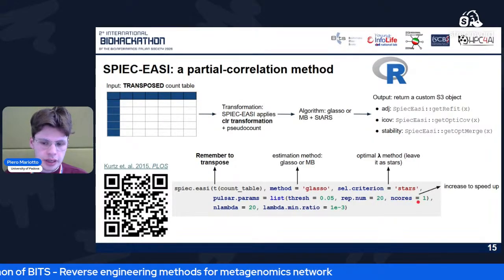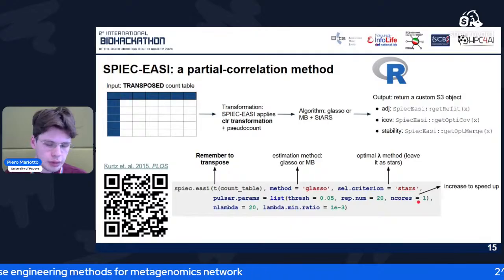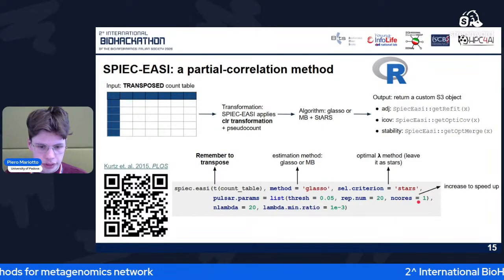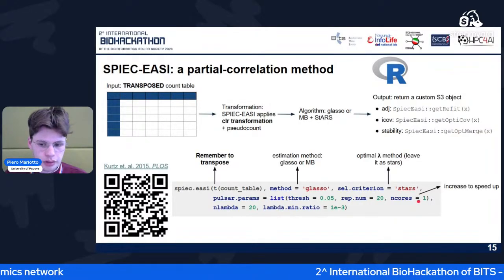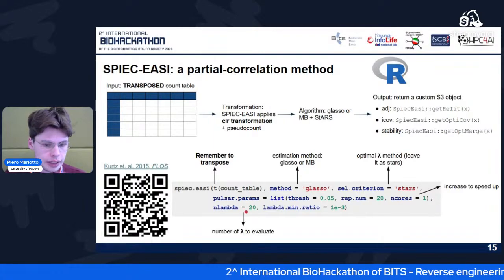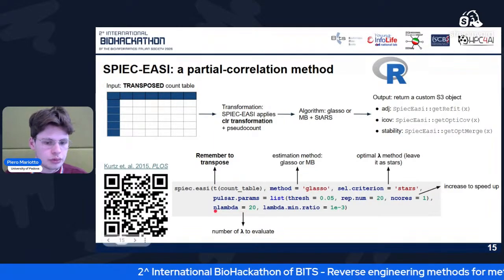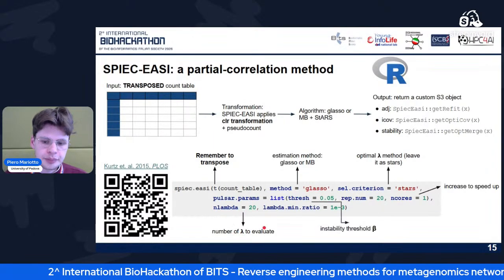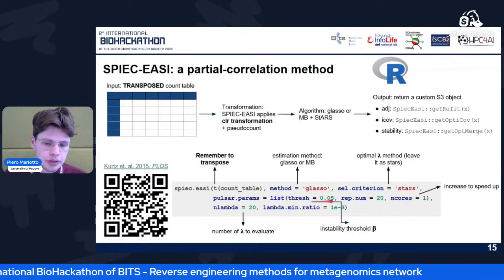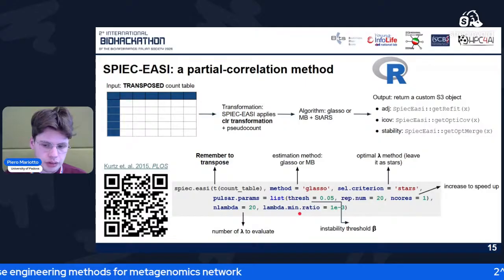You can also increase the number of cores to be used if you have more than one. This will, of course, increase the speed of your computation. Then you can select the number of lambda values that you want to test that are in the lambda path. And one of the more important parameters is the parameter thresh, which is the instability threshold that we saw before.